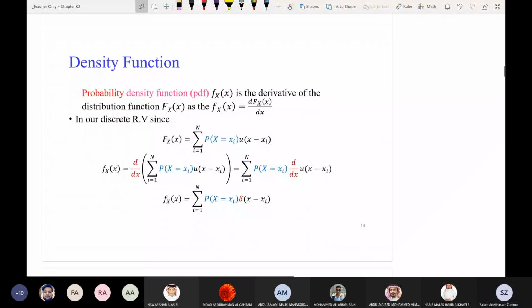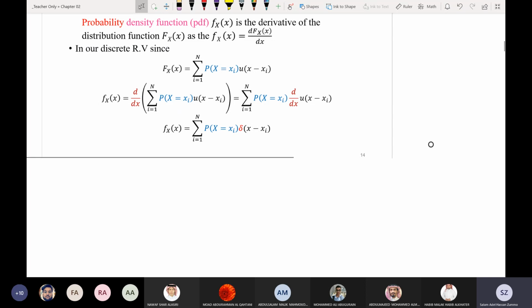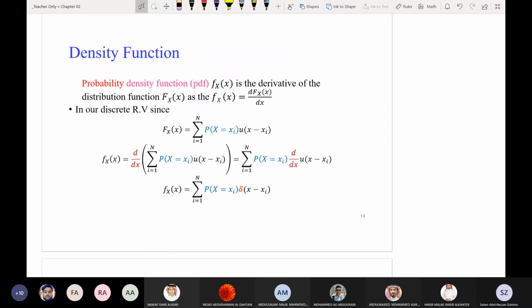Okay. The second function that is very important and very useful to us is what we call the density function, or in many textbooks they call it the probability density function, or PDF. So whenever you hear the word PDF, it means it's a density function. Either we use the word density or PDF for short. They both carry the same meaning.